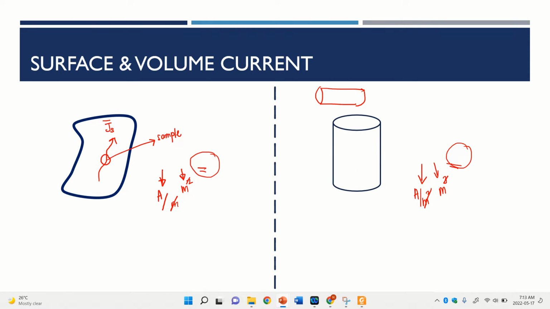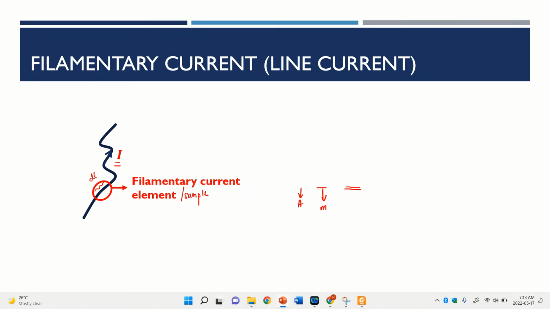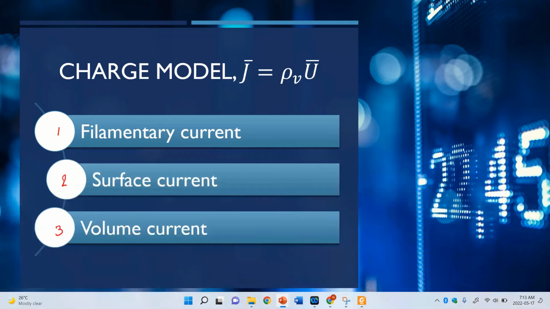These three elements, or these three models of current, you have to memorize. Usually in your final exam, magnetostatic field will be asked. Usually the first question of magnetostatic field is a fundamental question, about your basic knowledge. So the basic knowledge, usually they will ask about this.